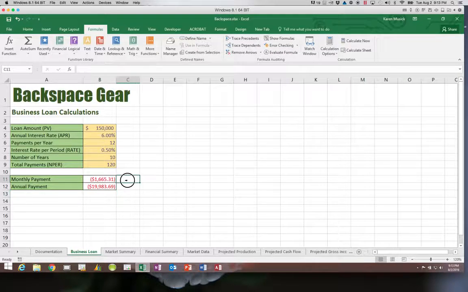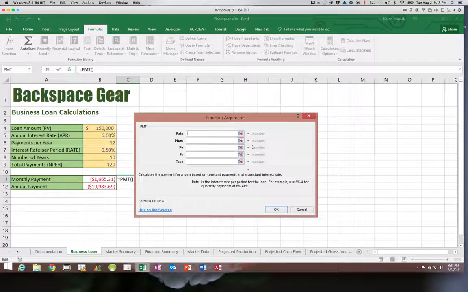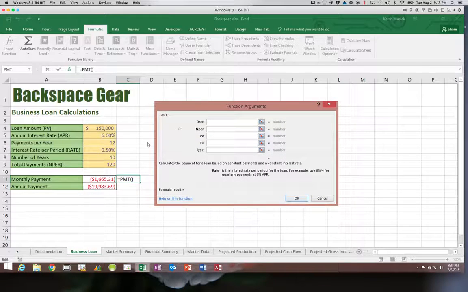Now I wanted to show you one thing. Let's go ahead and do this payment function one more time. So under Financial, we will choose PMT. If I had not computed the rate here, but I had been given only this annual rate, then what I could do is put a formula right here in the rate box. I could say, take the annual rate and divide by the number of payments, and it would calculate that rate for me.